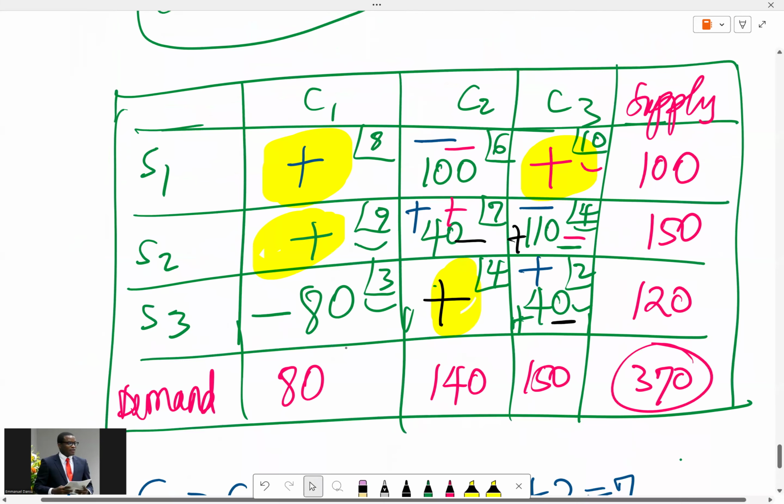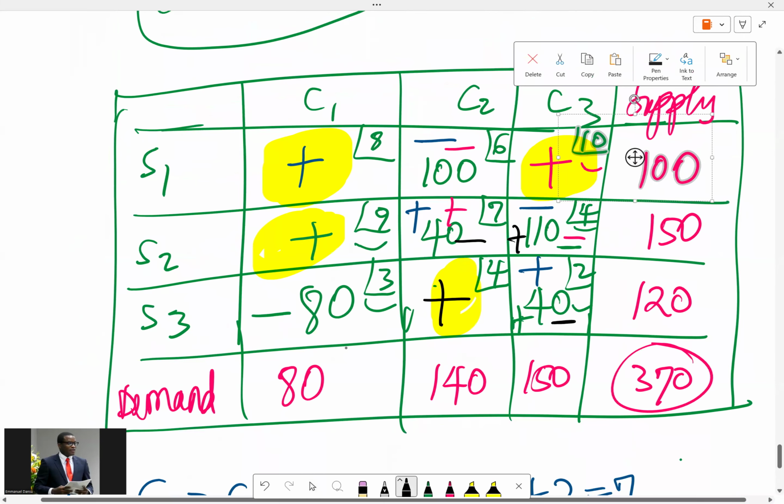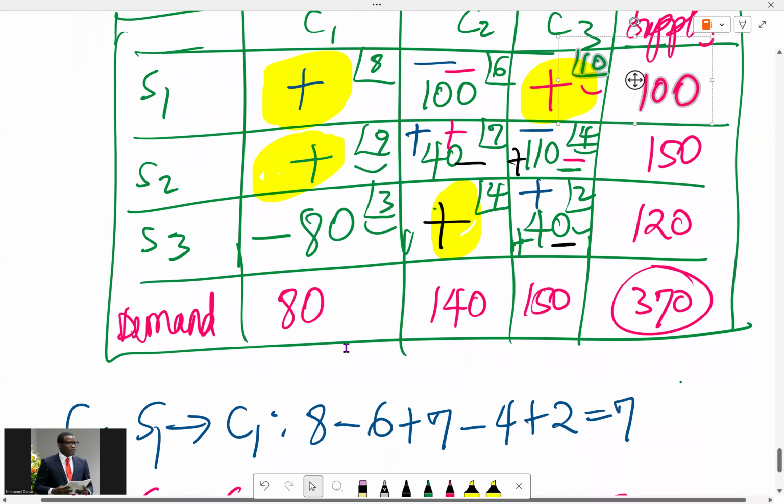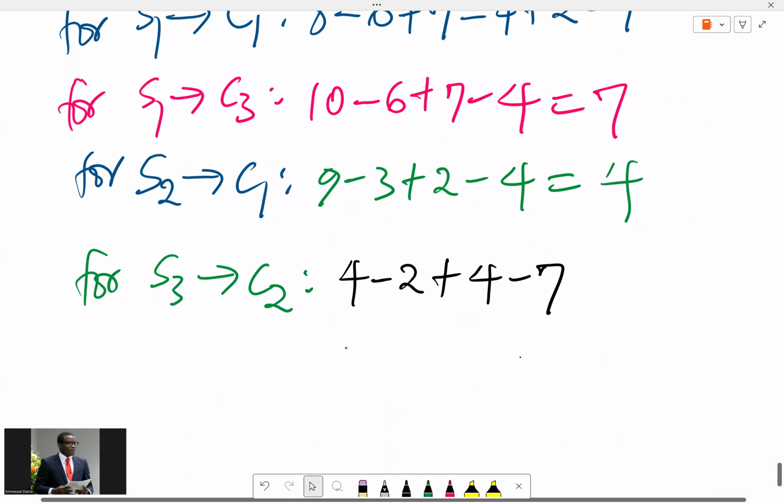Just follow the black. 4 minus 2 plus 4 minus 7, okay? So this is 4 plus 4 is 4 minus 2 is 2. 2 plus 4 is 6. So we have minus 1 here.